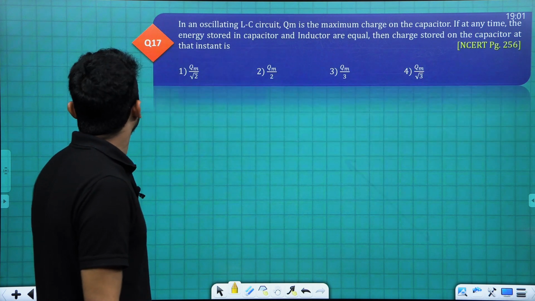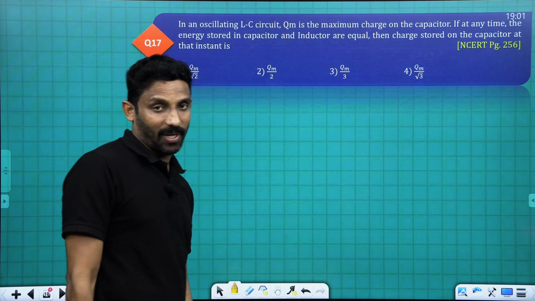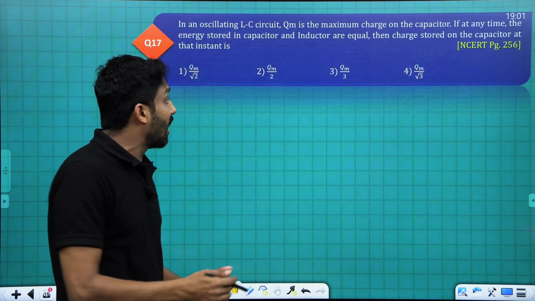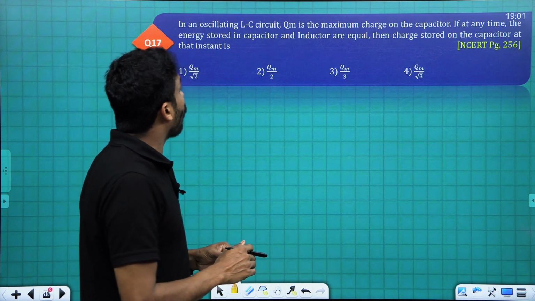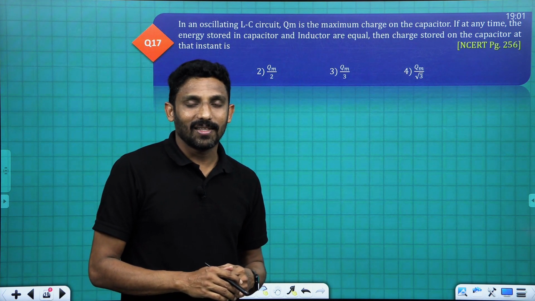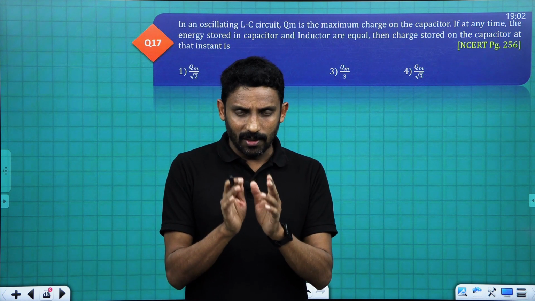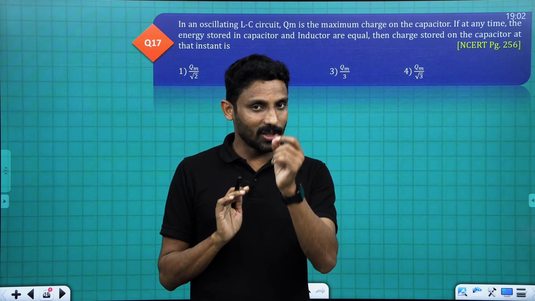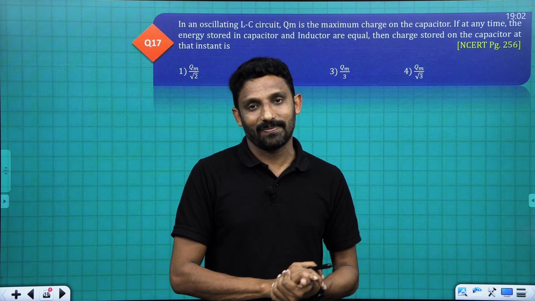The next one. In an oscillating LC circuit, Qm is the maximum charge on the capacitor. If at any time the energy stored in the capacitor and inductor are equal, then the charge stored on the capacitor at that instant is? This is the case of LC oscillation, and a particular situation arises in which the energy stored in the inductor and in the capacitor are equal. At this moment, what will be the charge on the capacitor plates is the question.